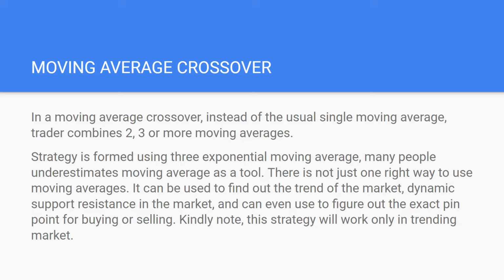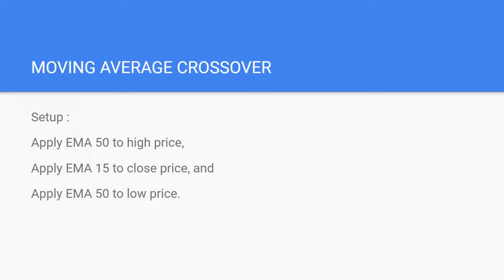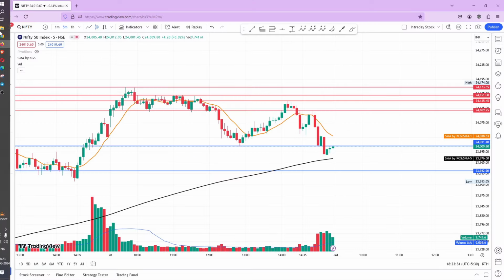Here I'm using 3 exponential moving averages. Please note, this strategy works awesome in a trending market. Maybe we will do a small backtesting also. Now, what is the setup? You have to choose 3 moving averages: EMA 50 high price, EMA 15 close price, and EMA 50 low price. So what does that mean here?